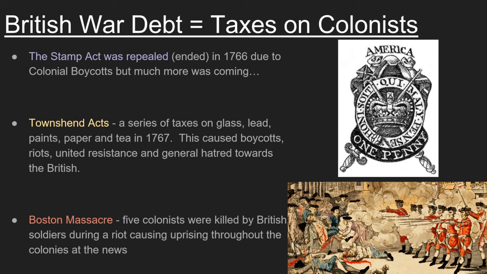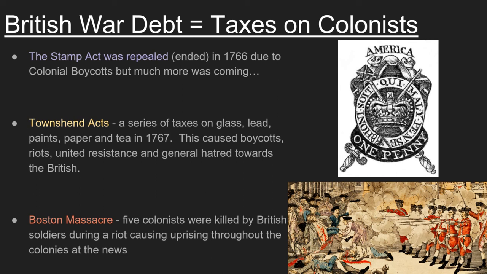The British were still deeply in debt and they still needed this money. So now you have the Townshend Acts. This is a series of taxes on glass, lead, paper, paint, and tea. We remember this one. So this was in 1767. So just a year later, these caused boycotts and riots. And again, more united resistance against this British Empire, right?